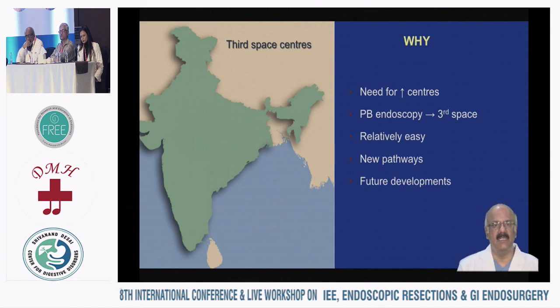Of course, India is a huge population, 1.4 billion now. So there's definitely an increased need for more centers which have to train for third space. For example, we are now rapidly shifting from pancreatico-biliary endoscopy to third space endoscopy. In fact, paradoxically, most of the third space endoscopy procedures are relatively easy, but we need new pathways for youngsters so that future developments can occur. So as subspecialization in endoscopy increases, there's a need to train more and more youngsters in these new pathways so that they have a future direction.